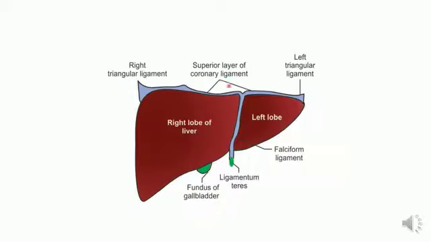We have studied that the liver is divided into a large right lobe and a small left lobe through the line of attachment of falciform ligament in the anterior surface, fissure for ligamentum teres on the inferior surface, and fissure for ligamentum venosum on the posterior surface.